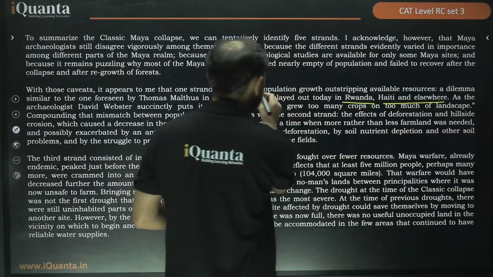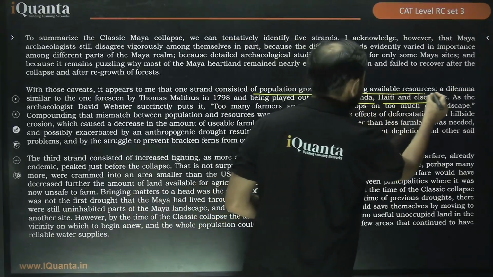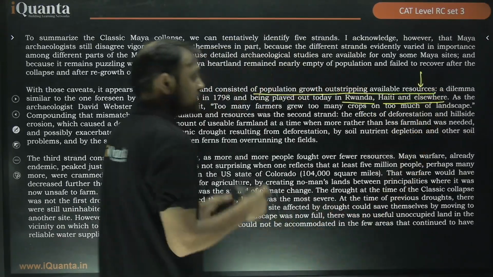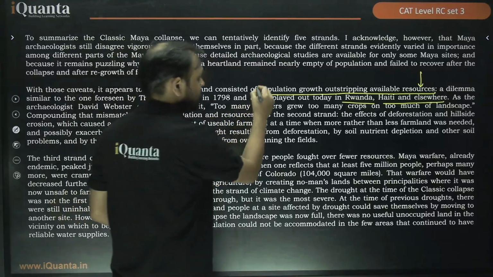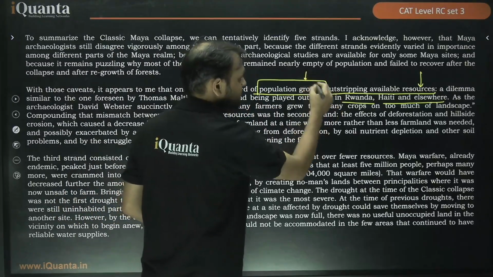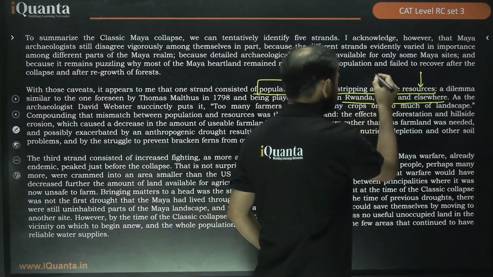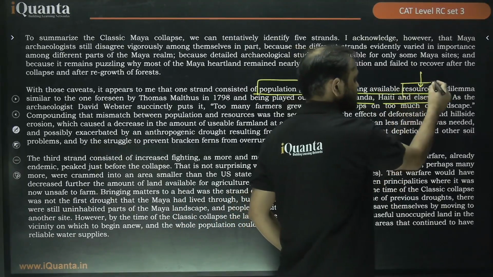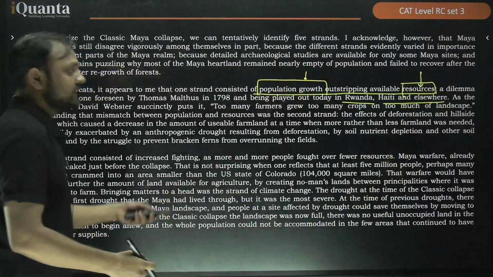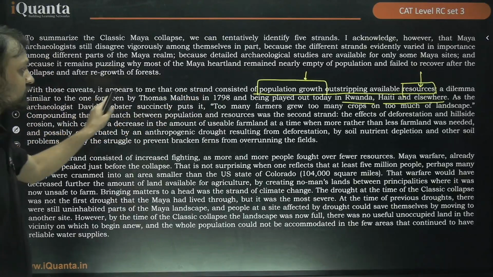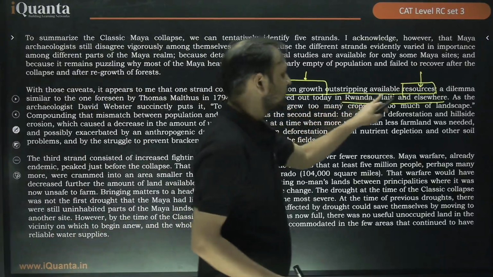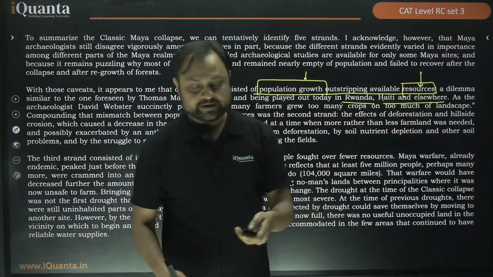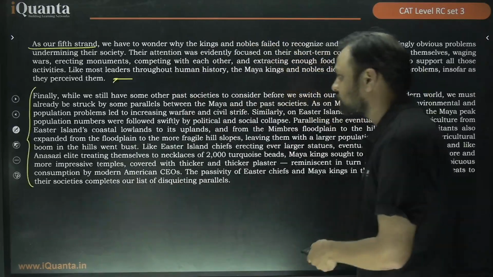So, it is talking about population growth outstripping available resources. There are two key elements here: one is population growth, and as a result you have lesser and lesser resources. So, these are the things, and a dilemma similar to the one being faced by these two places and elsewhere. Now let us go to the answer choices that we have.